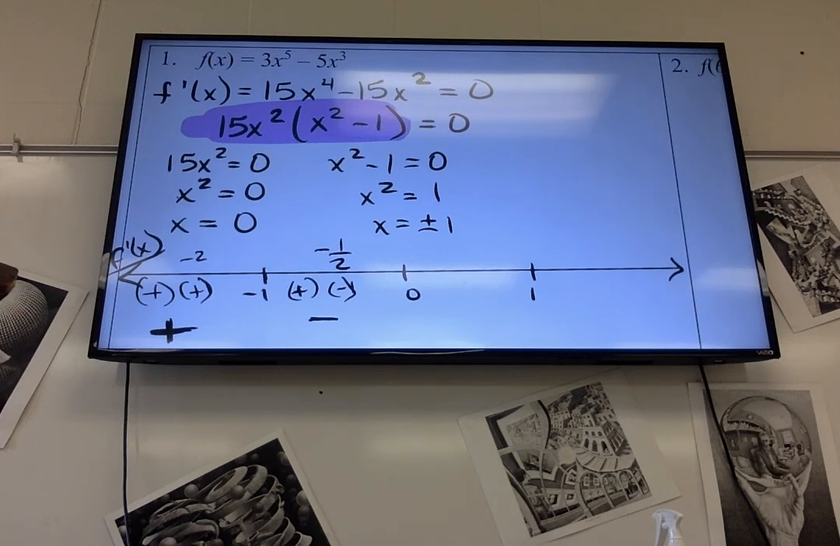So this is a sign chart. Between 0 and 1 is 1/2. Plug that in. Of course, I have a positive and a negative again. Oh, we just have the max. That's what we're finding. So we found both. It's pretty easy.